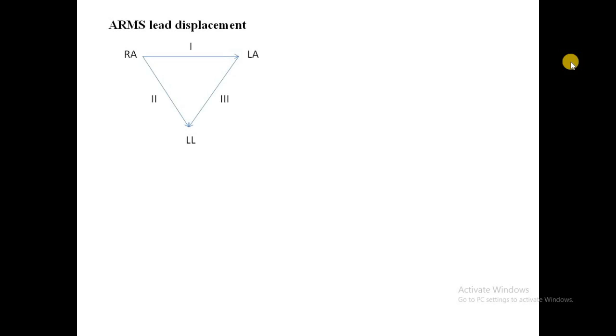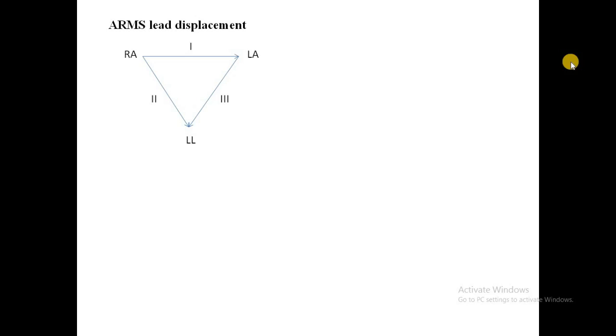Now you all know Einthoven's triangle. See, this is the Einthoven's triangle consisting of lead 1, lead 2, lead 3, where lead 1 is the potential difference between left arm and right arm, lead 2 is the potential difference between left leg or left foot and right arm, and lead 3 is the potential difference between left foot and left arm, and right arm AVR, left arm AVL, left leg AVF.